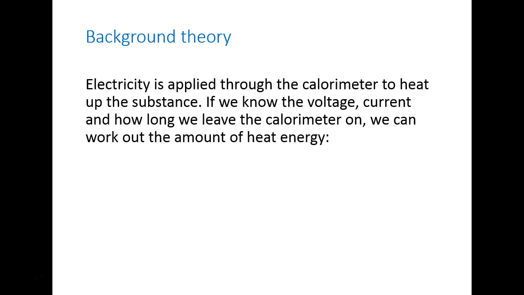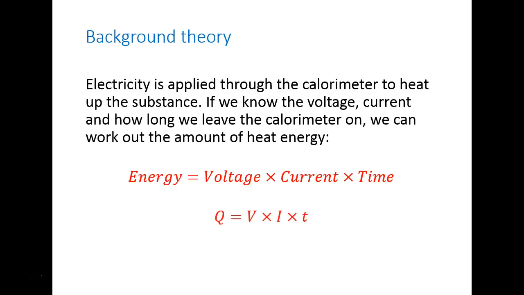Now, what's happening in the calorimeter is we're using electricity. So electricity is supplied through the calorimeter to heat up the substance. In our case, that's going to be water. So if we know the voltage and the current and how long we leave the calorimeter on, we can work out the amount of heat energy we apply. The equation we're going to use is energy is equal to voltage multiplied by current multiplied by time. In symbol form, it's going to be Q equal to V multiplied by I multiplied by T.